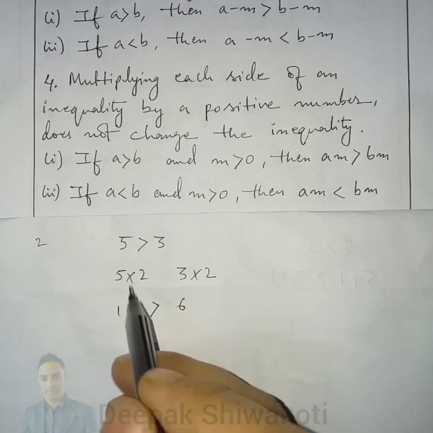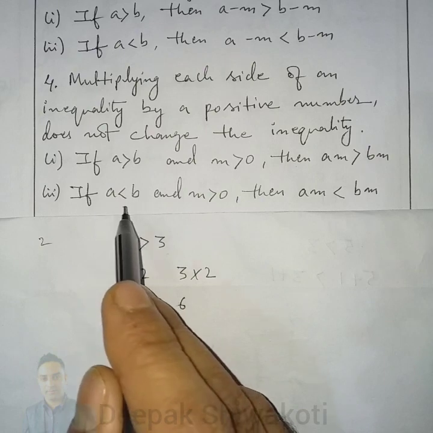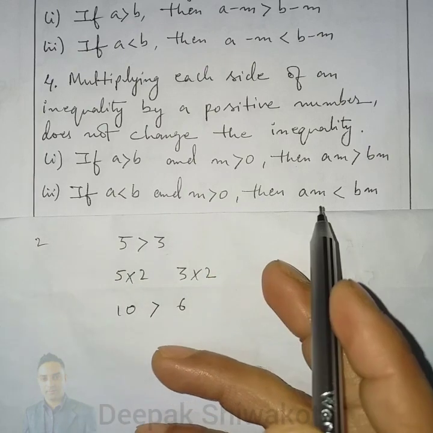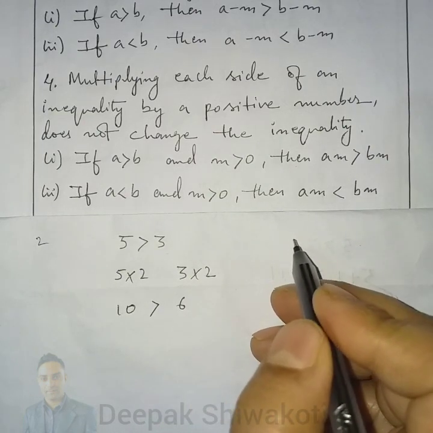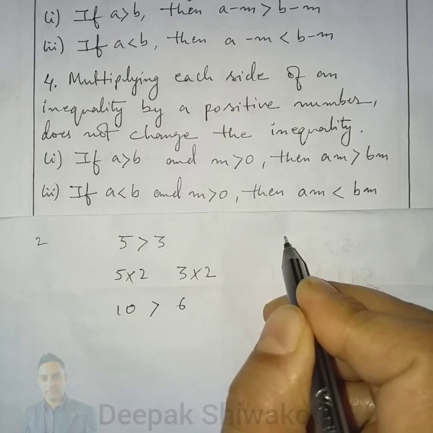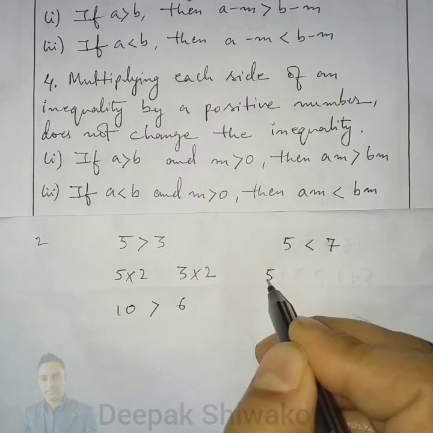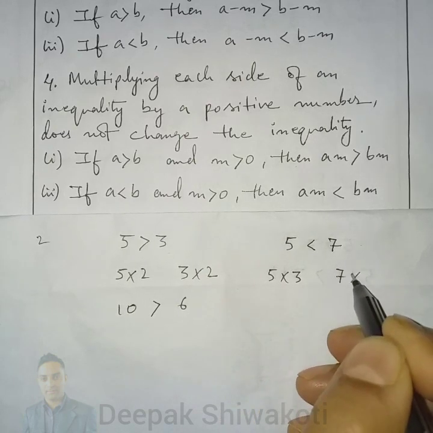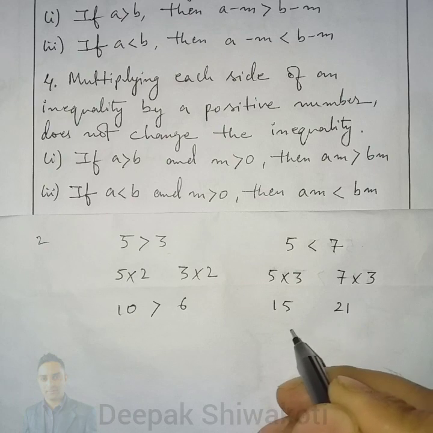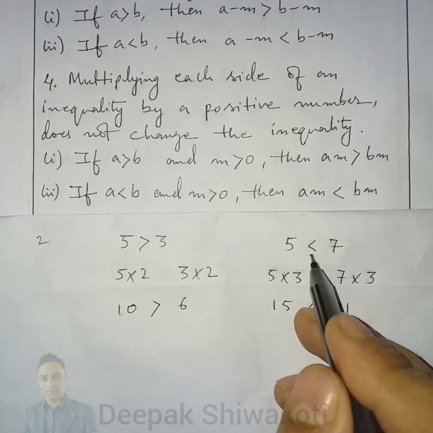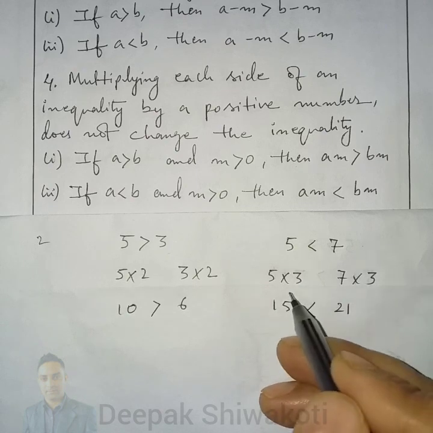Similarly, if a is less than b and we multiply each side by a positive number, the sign of inequality, less than, will not change, that is, am is less than bm. Suppose 5 is less than 7, and we multiply each side by 3, 5 into 3 and 7 into 3. So here we get 15, here we get 21. So 15 is less than 21. The sign of inequality will not change by multiplying each side by a positive number.